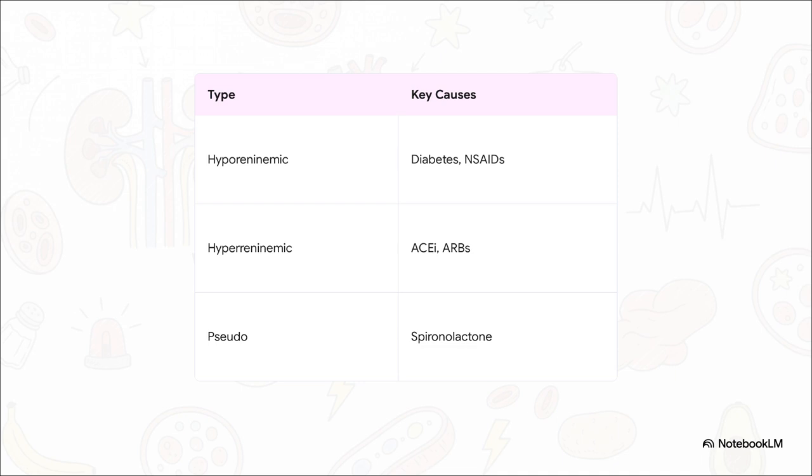We divide this massive differential into 3 specific buckets. First, hyporeninemic hypoaldosteronism, driven mainly by diabetes impairing prorenin conversion, along with NSAIDs and beta blockers. Second, hyperreninemic hypoaldosteronism, where renin is high but aldosterone is blocked by ACE inhibitors, ARBs, or heparin. And finally, pseudohypoaldosteronism, where the hormone is physically present but blocked right at the receptor level by drugs like spironolactone, structural issues like reflux and obstruction, or calcineurin inhibitor-induced tubulointerstitial injury.